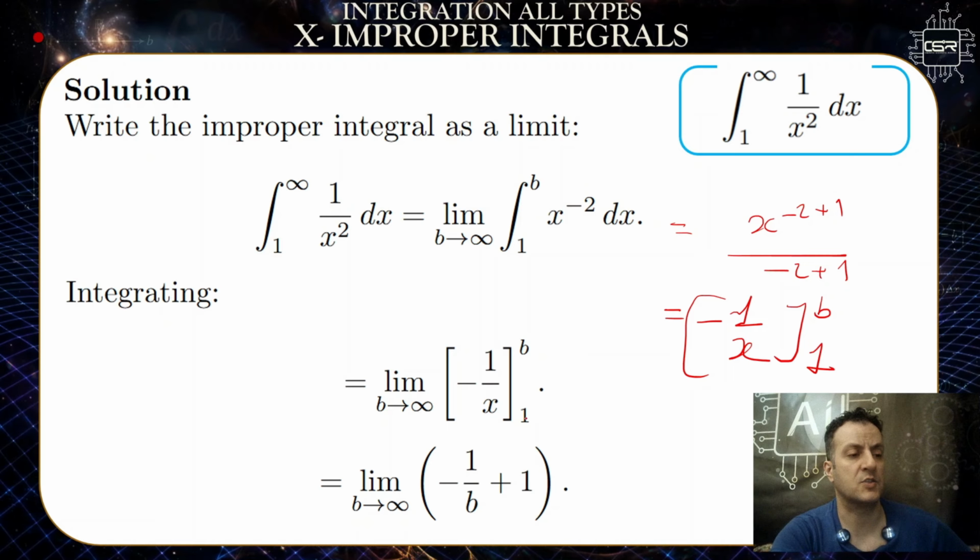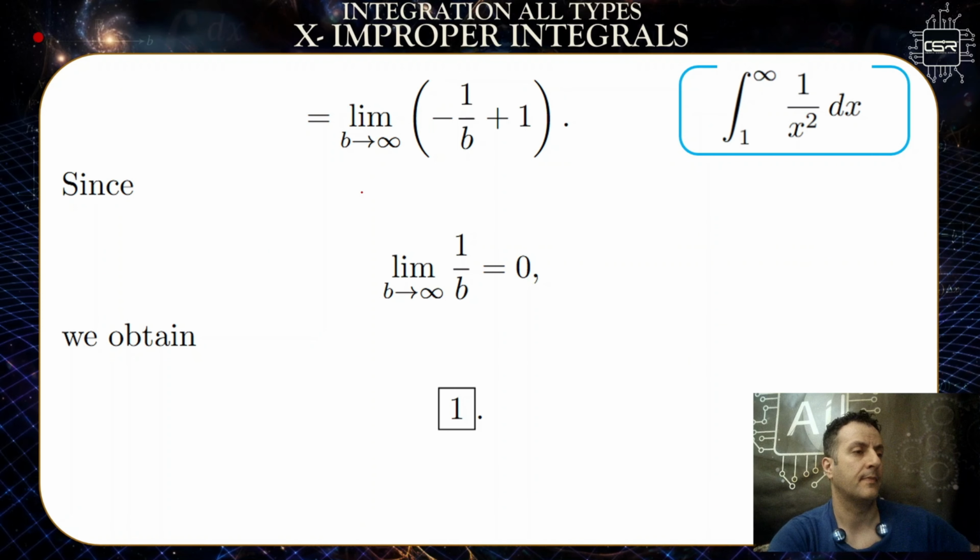which resolves into the limit as b approaches infinity of minus 1 over b minus minus 1 over 1, which is plus 1. Now, as b approaches infinity, this entire term cancels out. 1 over infinity is 0, so the limit should be plus 1. Since the limit of minus 1 over b, as b approaches infinity, is equal to 0, what remains is plus 1, which is the answer. So this integral converges because it has a finite limit.